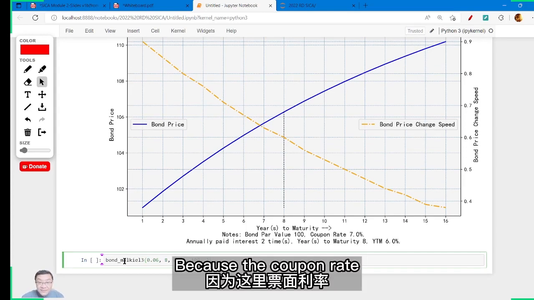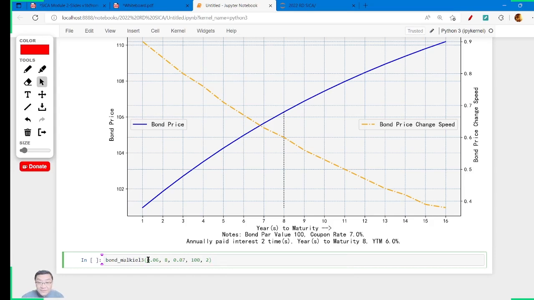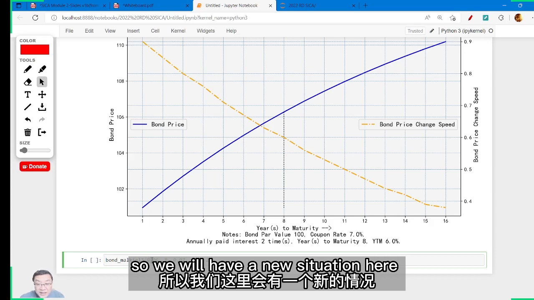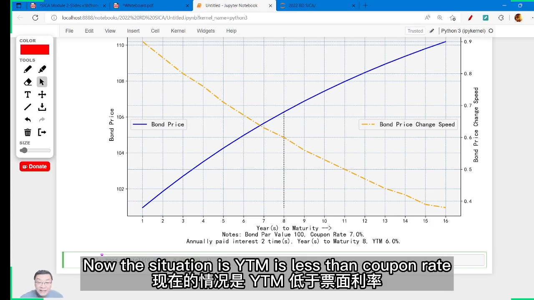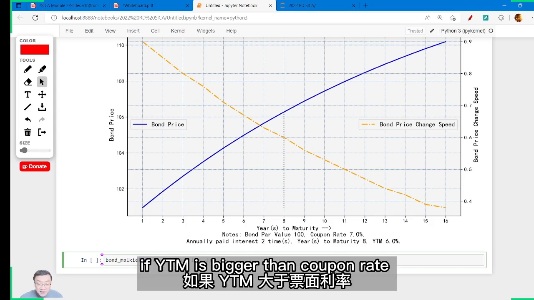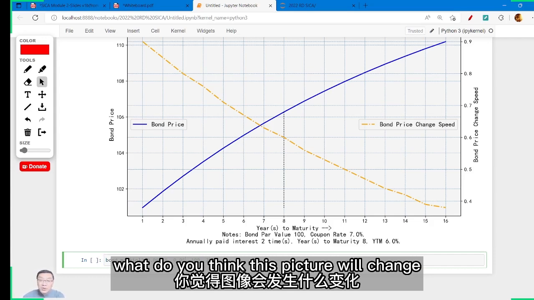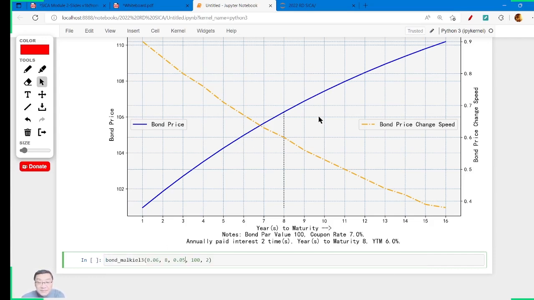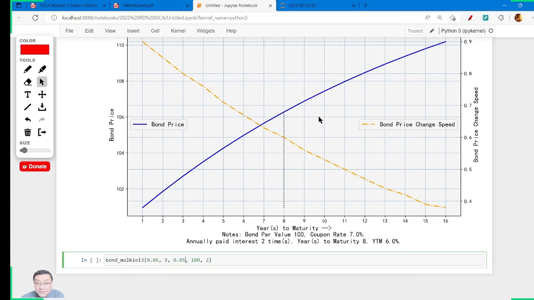Because the coupon rate is higher than the YTM, we will have a new situation. Here, this is the YTM. This is the coupon rate. Now, YTM is less than coupon rate. What will happen if YTM is bigger than coupon rate? Suppose we change this to 5%. What do you think this picture will change? I think the curve trend will become downward.